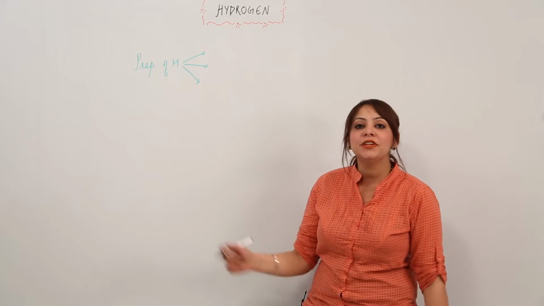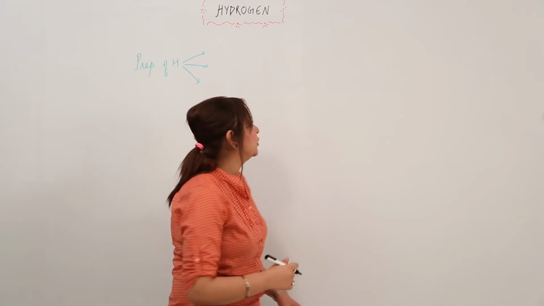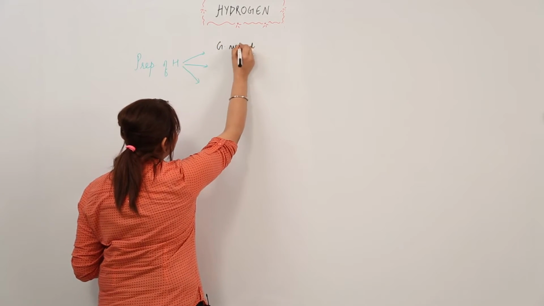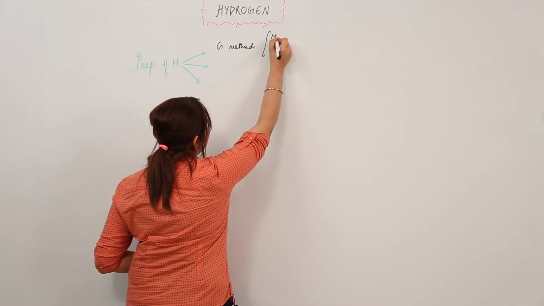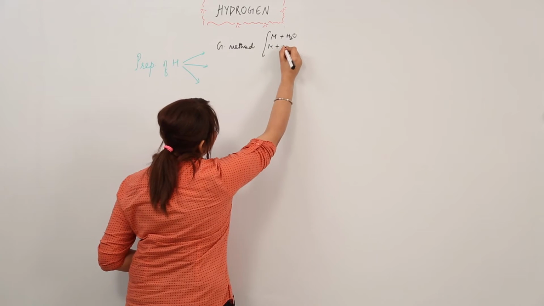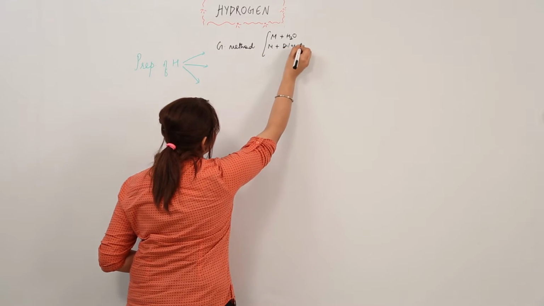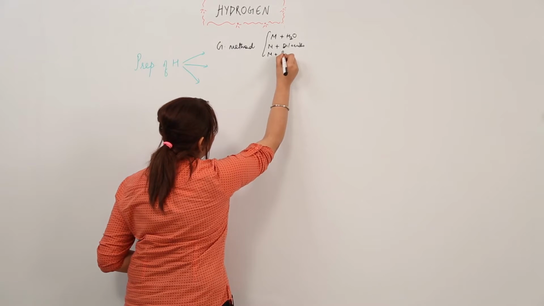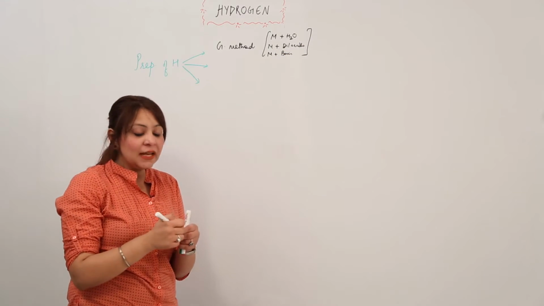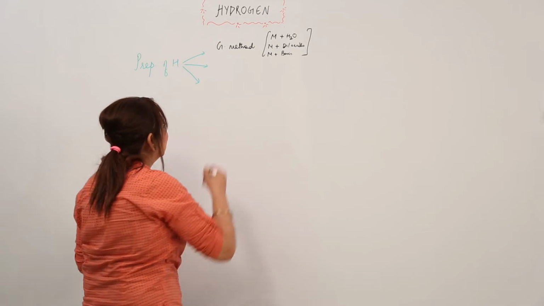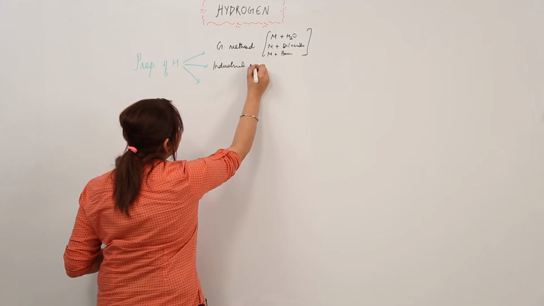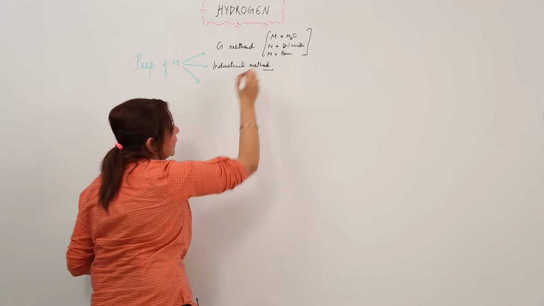As we discussed the three methods of preparation of hydrogen, one is the general method, which we have already discussed, that is the reaction of metal with water, reaction of metals with dilute acids, and reaction of metal with bases, right? This you already know now. Now we are starting with the second method of preparation, that is the industrial preparation. That means how hydrogen is prepared in the industries, right?